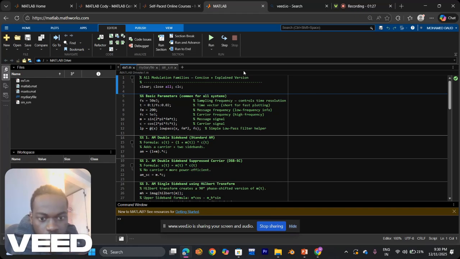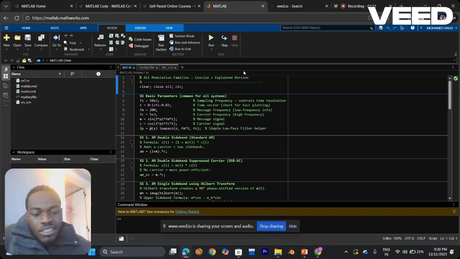Now, in DSB-SC, that is the double sideband suppressed carrier, this is simply the message multiplied by the carrier, but without the added one. Since there is no carrier term, it is more power efficient but requires coherent detection.